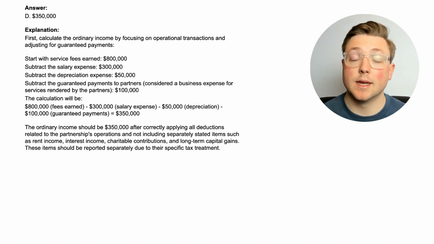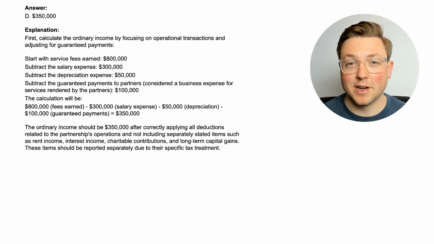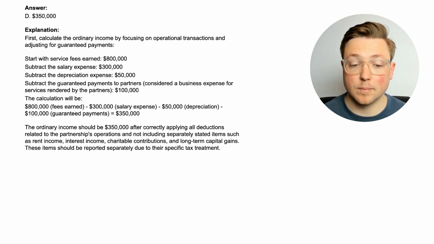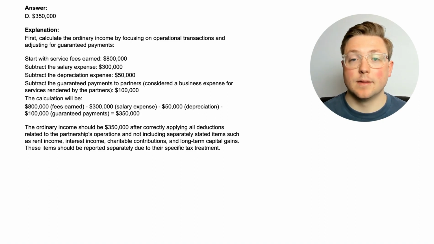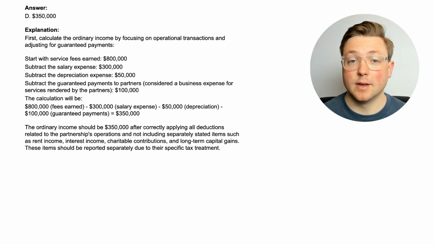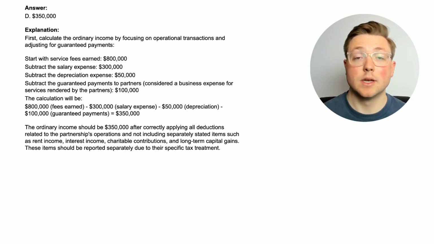And I guess I should say, if rent income is the whole purpose of the partnership, then that might be ordinary income. But in this question, it did say that the rental income was passive, or basically just a passive rental income. So since it was passive, that would be a separately stated item. And then, of course, interest income, charitable contributions, and long-term capital gains. These items should be reported separately due to their specific tax treatment. Okay, very similar to S corporation ordinary income and separately stated items. In fact, the major difference is guaranteed payments. S corporations don't have guaranteed payments, partnerships do.